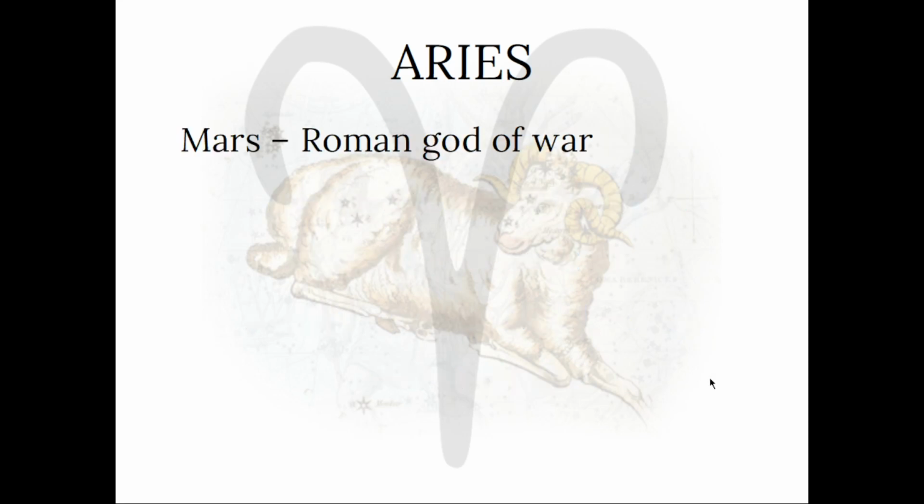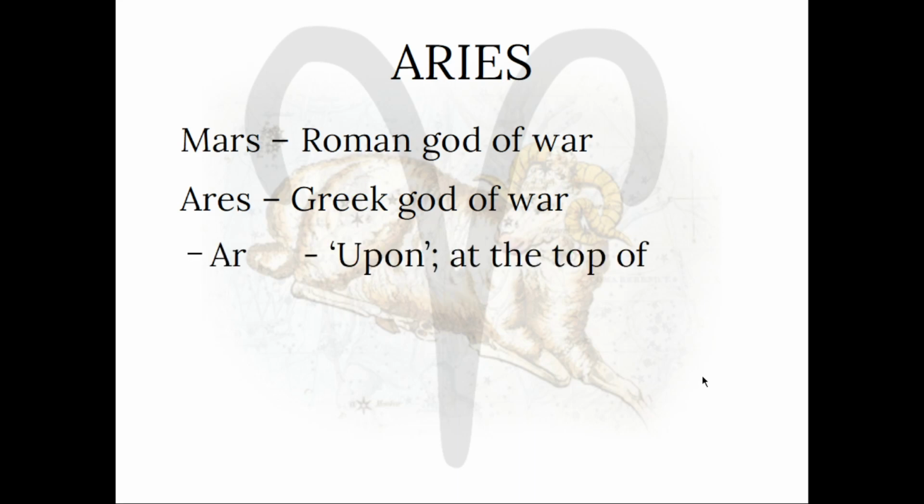And Mars was the Roman god of war. Aries was the Greek god of war, which is very close to Aries, as you might have noticed. It comes from ar, the Welsh word at the top of or upon, and Rhys.